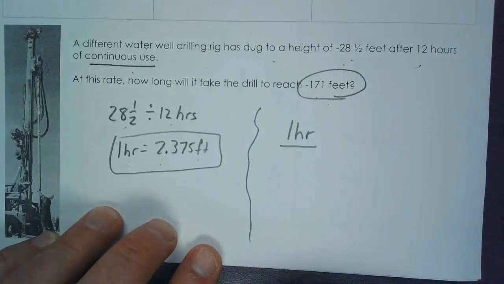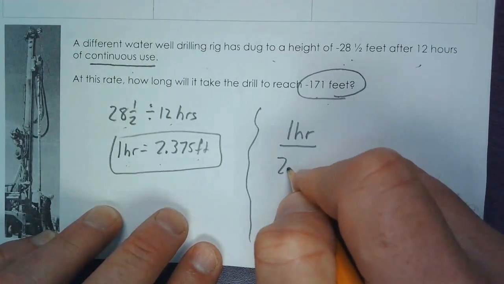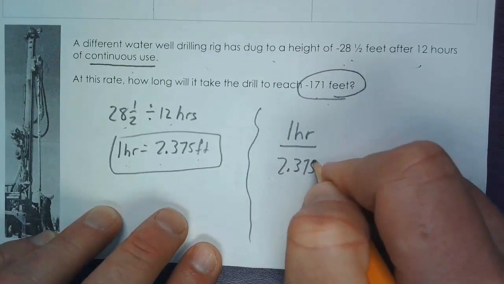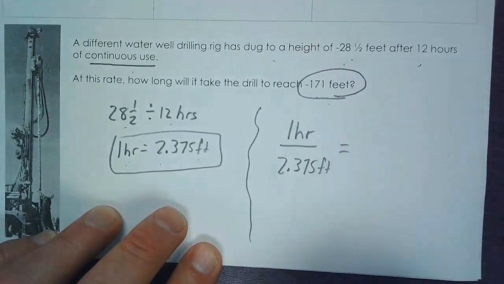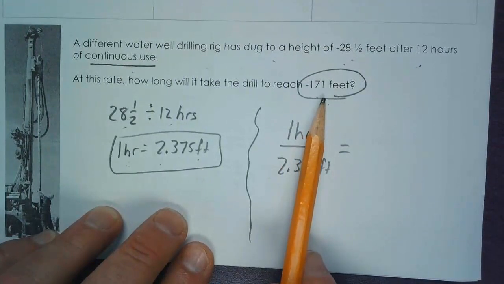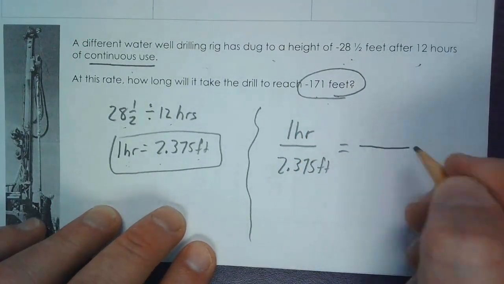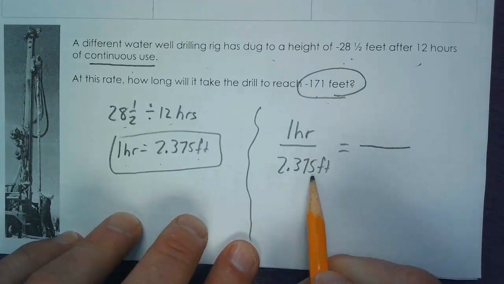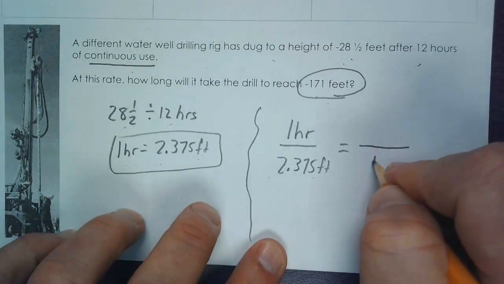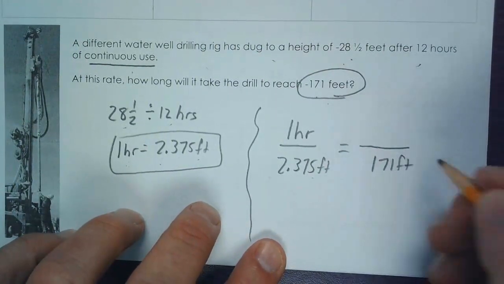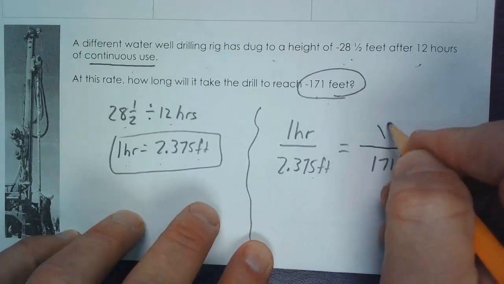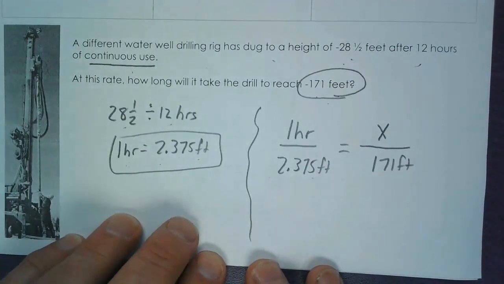1 hour. What happens in 1 hour? It digs this many feet. But our question wants to know how many hours it will take to do 171 feet. So my feet are at the denominator. I'm going to put 171 feet. I don't know what that is yet.